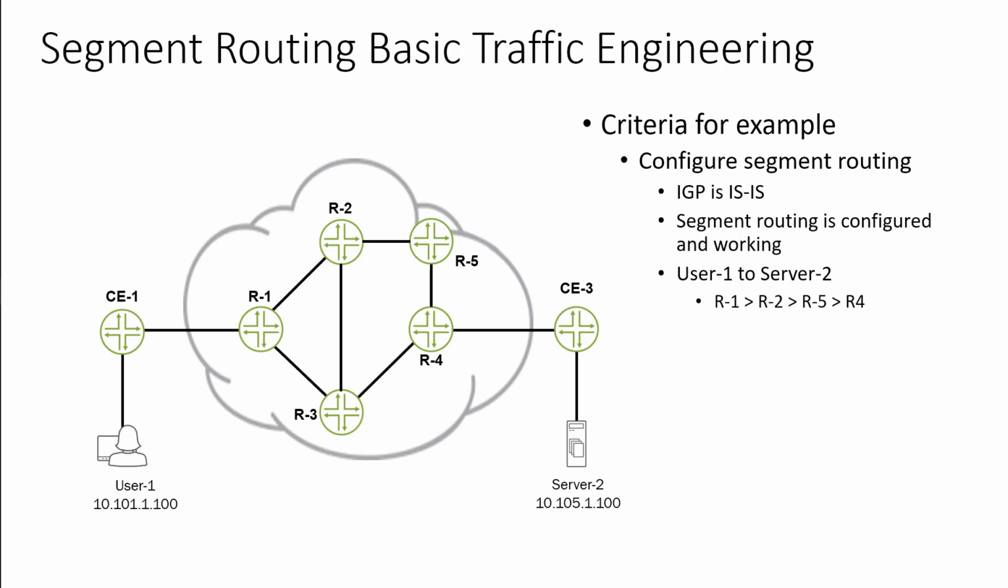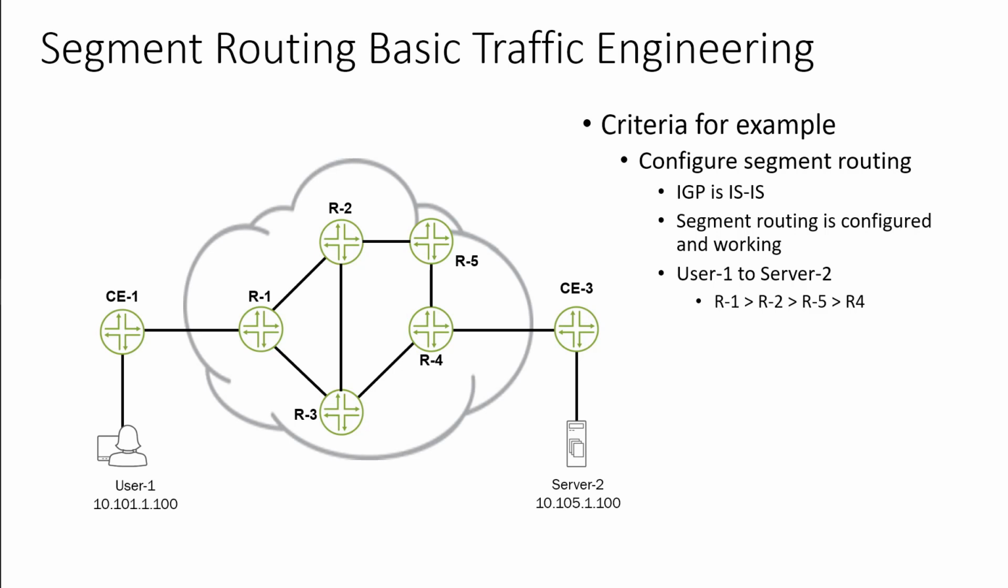In the topology we have two customer edge devices. We have user 1 that is connected to CE1, and then we have server 2, which is connected to CE3. CE1 connects into R1, which is the PE router for CE1, and CE3 connects into R4, which is the PE router for CE3. So in the provider core, we have R1, R2, R3, R4, and R5.